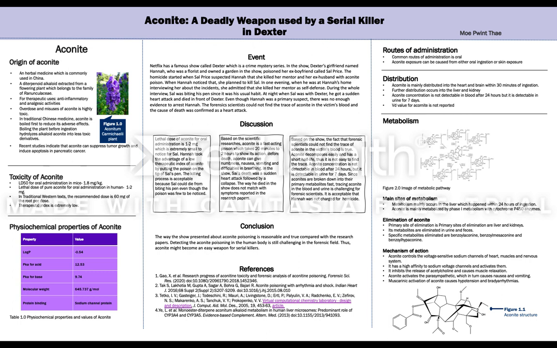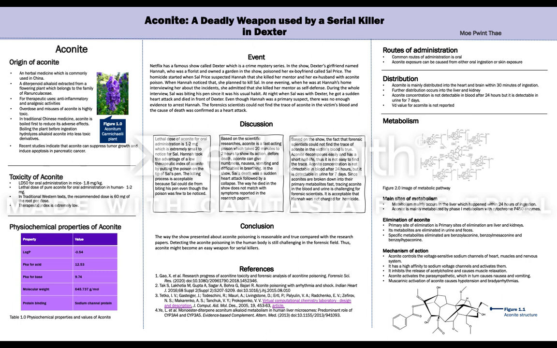Aconite is an herbal medicine commonly used in China. It is a diterpenoid alkaloid extracted from a flowering plant which belongs to the family Ranunculaceae. Aconite has therapeutic uses, which are anti-inflammatory and analgesic activities. However, overdose and misuse of aconite is highly toxic.